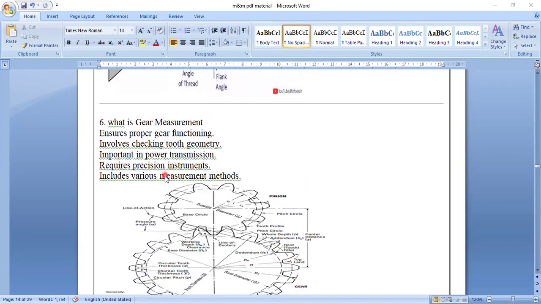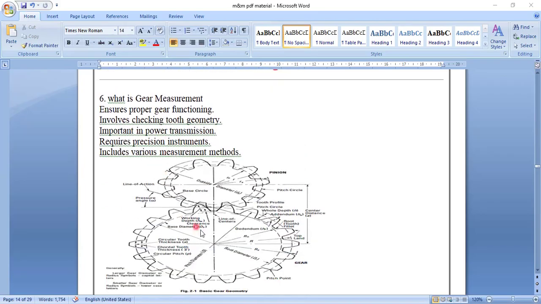So you are going to take the sixth question: what is gear measurement? You can see here two gears drawn like this. You have to draw this in the exam. The two gears have their teeth. This central one is the pitch angle. Outside is the major diameter. Inside is the mean diameter. Also here a pitch circle is shown. The center to center distance you can show. This is a line of action.